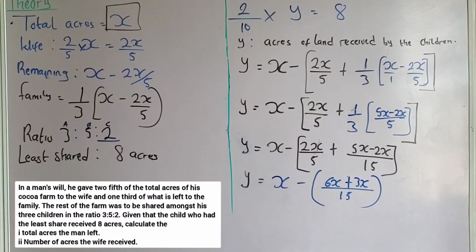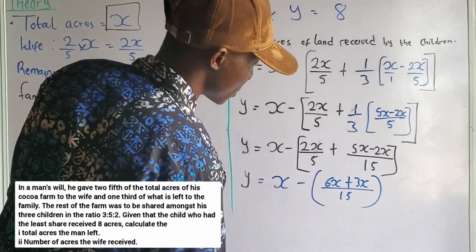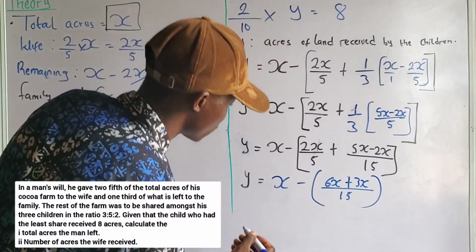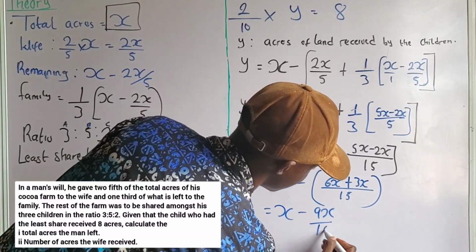Now, having gotten to this point, we have 6x plus 3x. That is 9x. So I'm going to have y is equal to x minus 9x all over 15, okay?